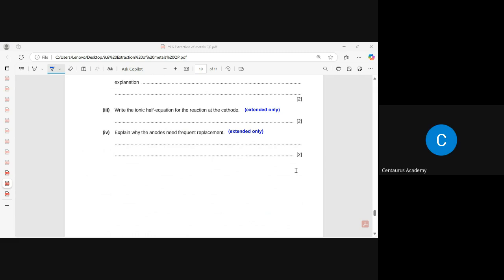Okay, Miss. Then the next one. Write the ionic half equation for the reaction at the cathode. Mention your half equations in the chat box. Gains free electrons to form aluminum metal. Yes, that's right. Good.